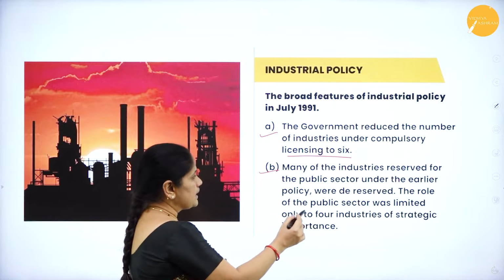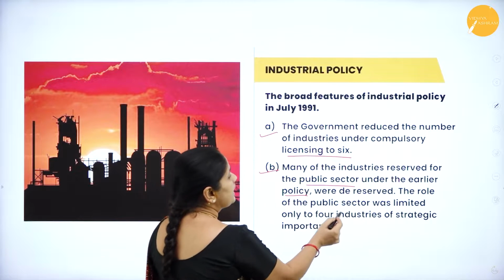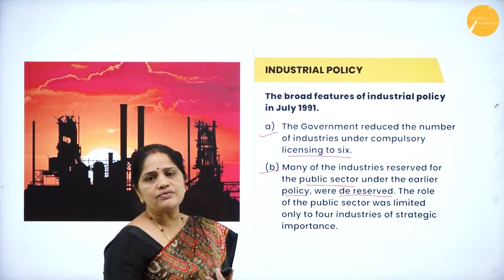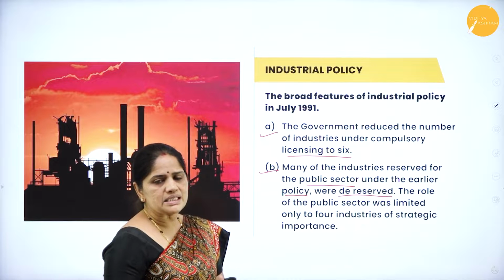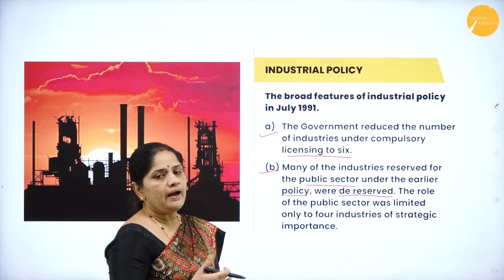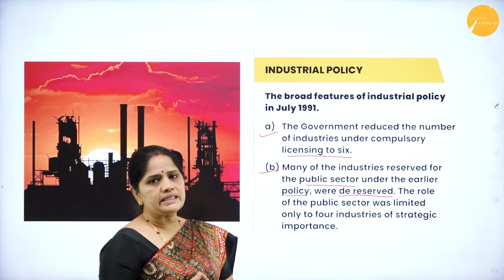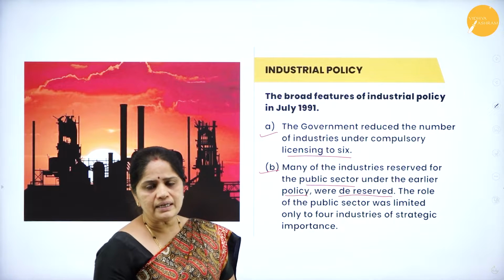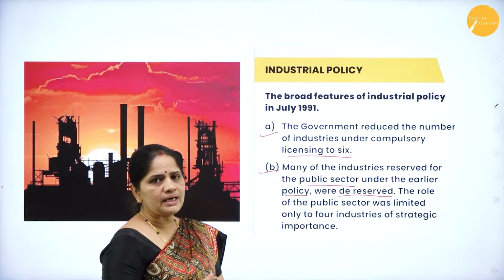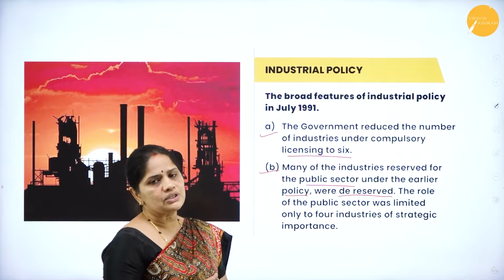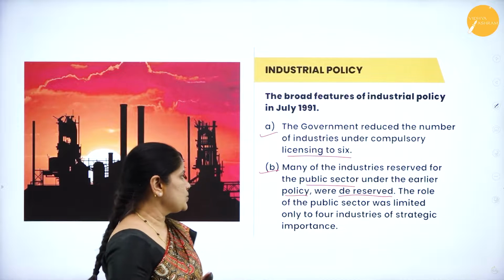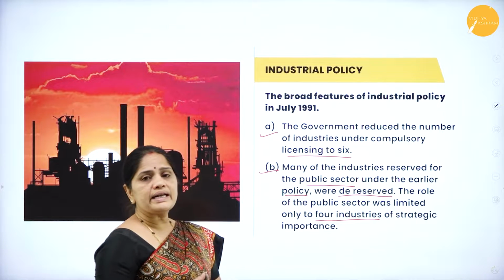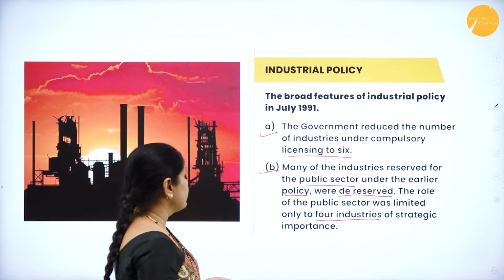The next feature is that many of the industries which were reserved for the public sector under the earlier policy were de-reserved. Whatever industries came under the public sector, it may be the service of LPG gas, or the Indian telephone industry, or the television industry, these were all under the control of the government. After the reforms of 1991, the government decided to de-reserve all these sectors. Whether it is the telecommunication sector, television, or the service of LPG gas, all these were handed over to the private sector. So the essential services which were under the control of the government were opened up for private participation. The role of the public sector was limited to 4 industries. The government kept under its control only 4 industries of strategic importance, and the rest of the industries were handed over to the private sector.